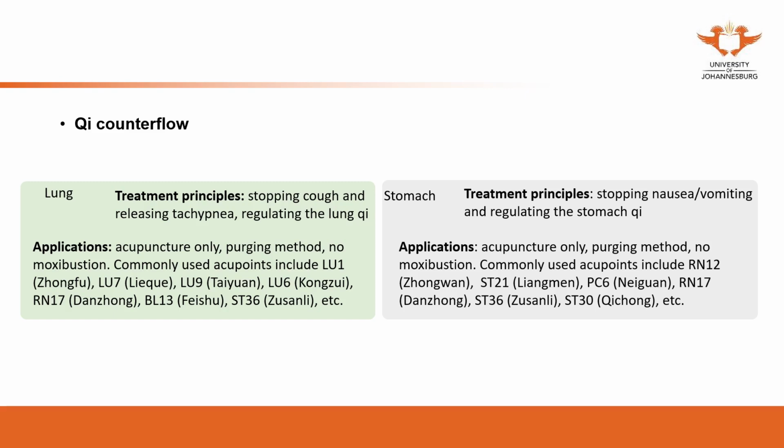For stomach qi counterflow, the patient may present with nausea and vomiting. Same acupuncture with a reducing technique: Ren 12, 21, Pericardium 6, 17, Stomach 36, and 30.